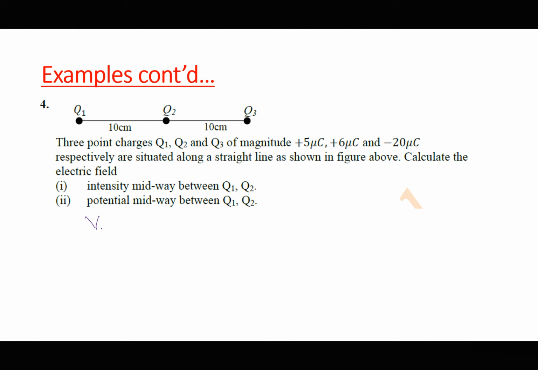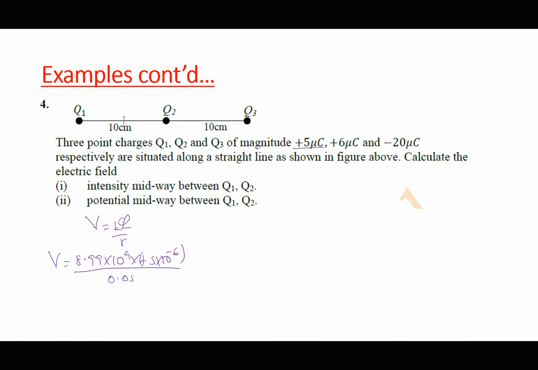So potential at the midpoint is going to be potential due to charge Q1 plus potential due to Q2 plus potential due to Q3. Remember, potential is KQ over R. So total potential is going to be K, which is 8.99 times 10 power 9, times the first charge, positive 5 times 10 power negative 6. The distance, we are still considering the midpoint.